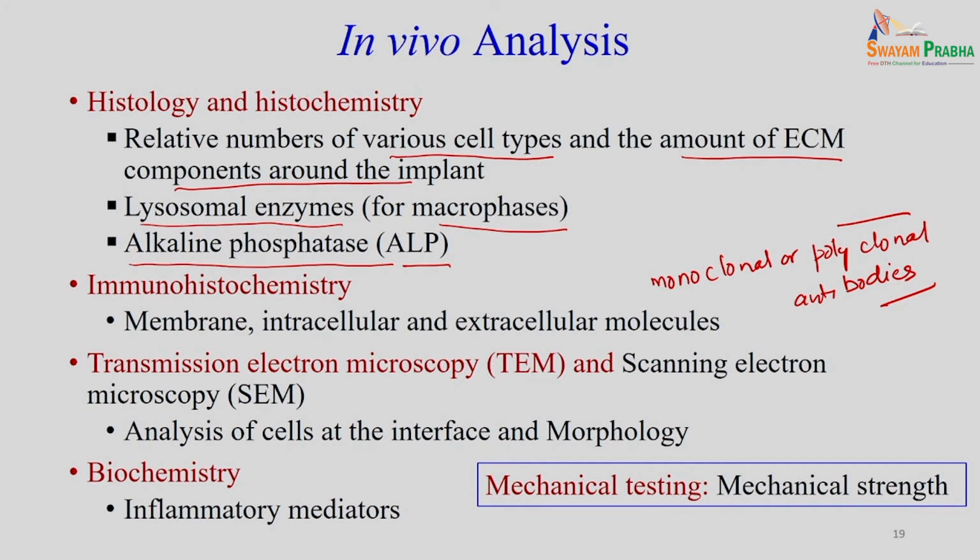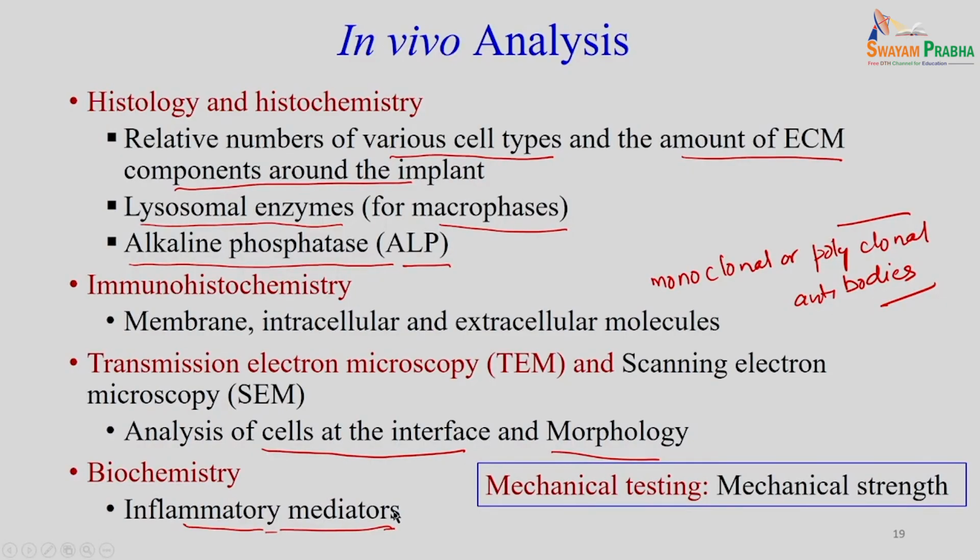Apart from that, we go for the SEM and TEM analysis. So, we do ultrastructural analysis, particularly with the TEM. We analyze the cells at the interface, and using the SEM we analyze the morphology, after we have to fix the cell. We also perform some biochemistry analysis, particularly of the inflammatory mediators. As we discussed, during the inflammatory process all are mediated by different enzymes. The presence of those mediators we can analyze using biochemistry studies.